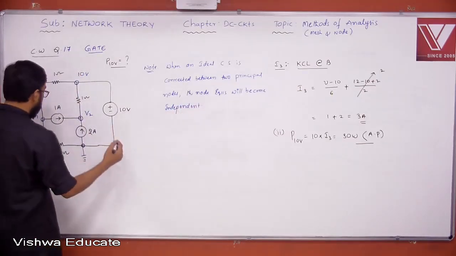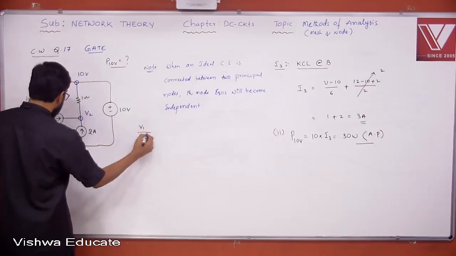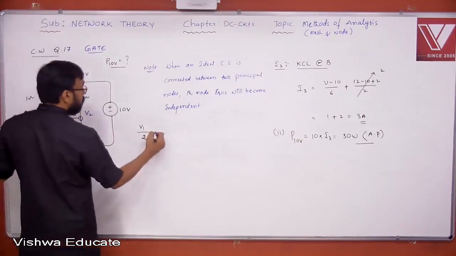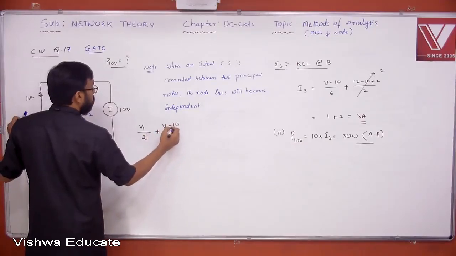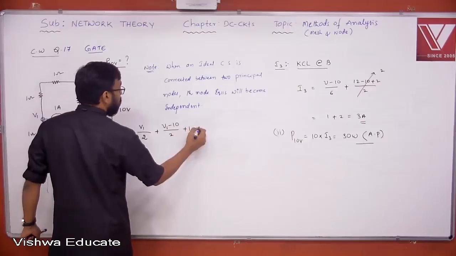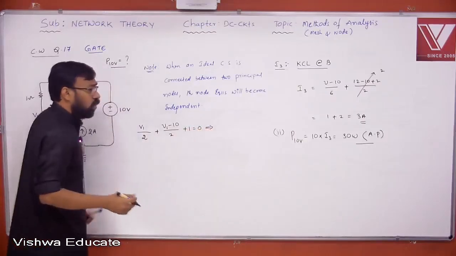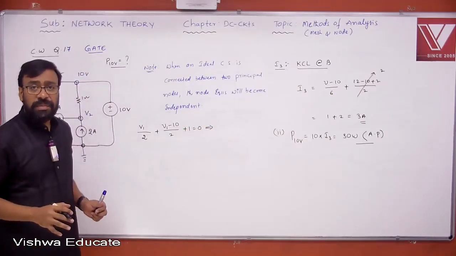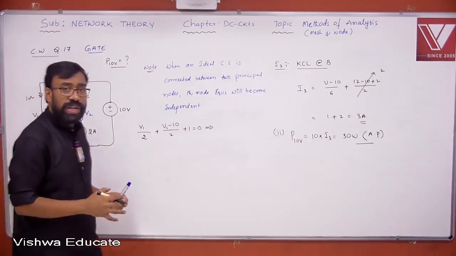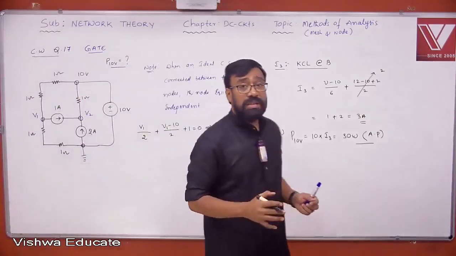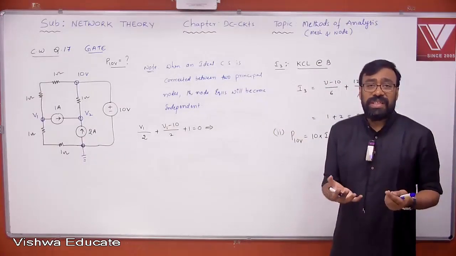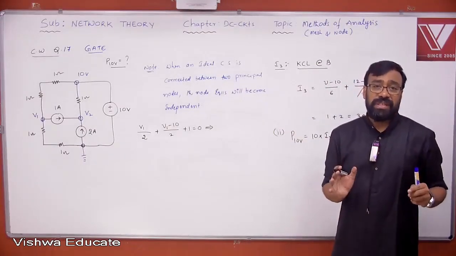If you write those equations here, V1 by 2, V1 minus 10 by 2, plus 1 ampere. That's it. Though it is giving two equations in node analysis, since the equations are independent, it is as good as solving two single independent equations, right?